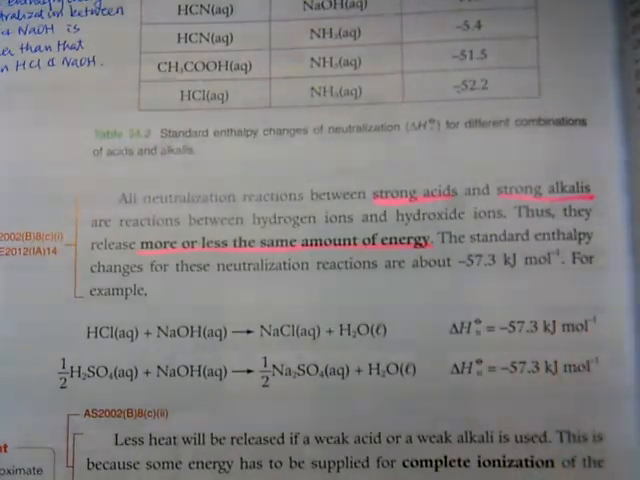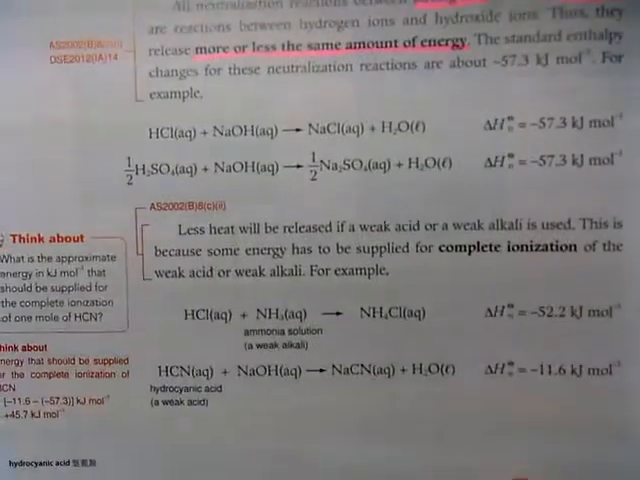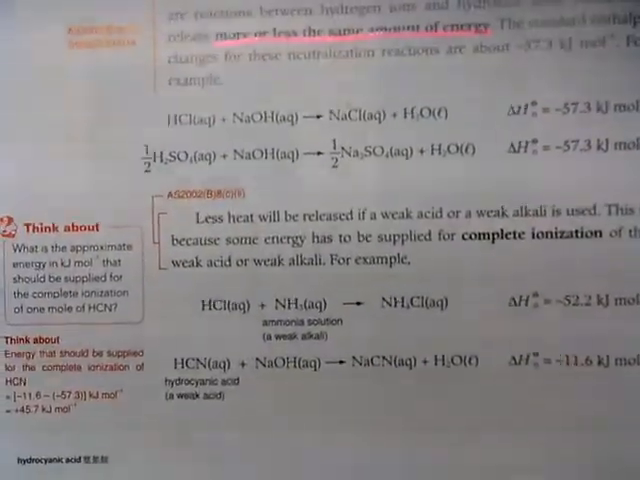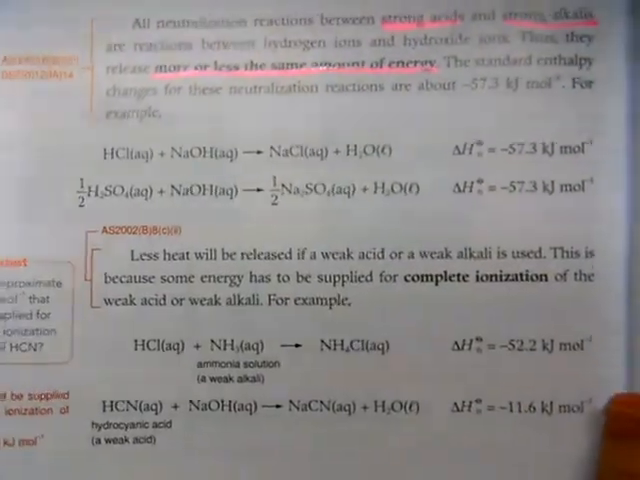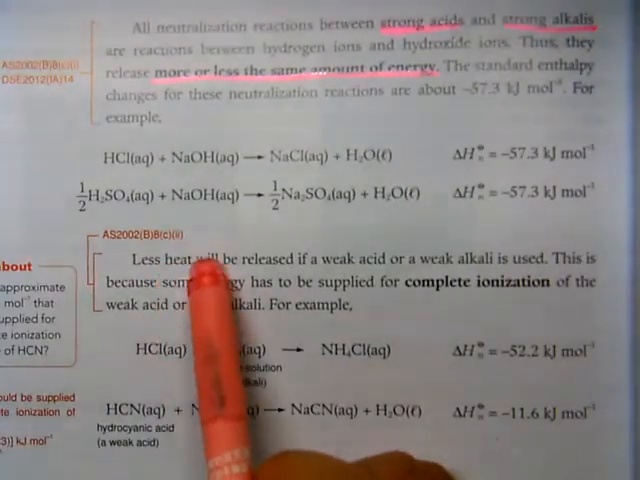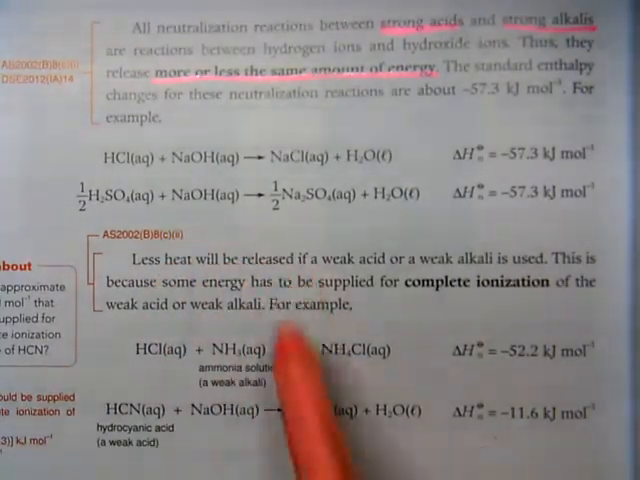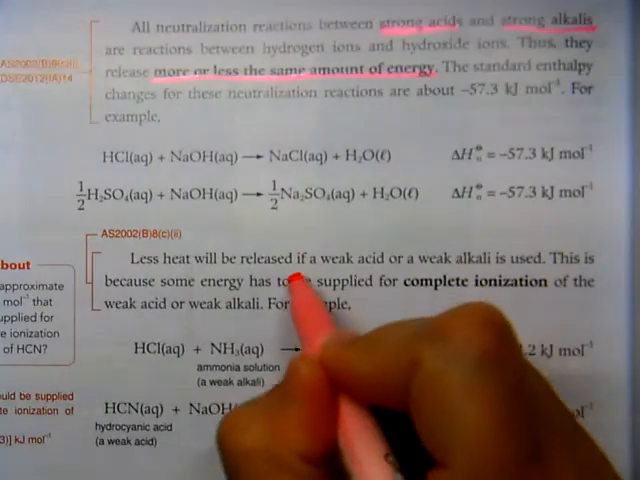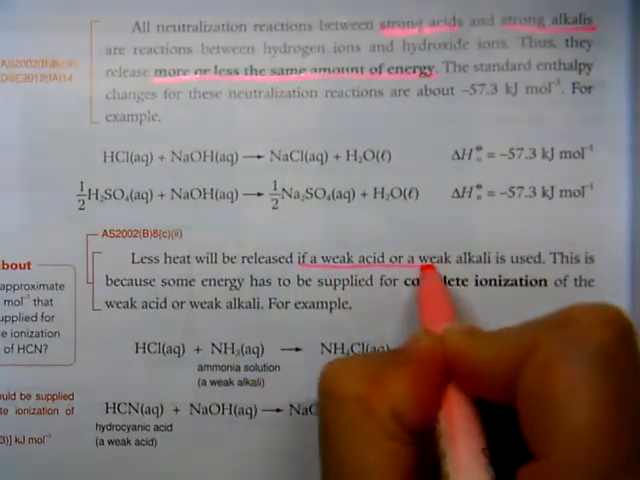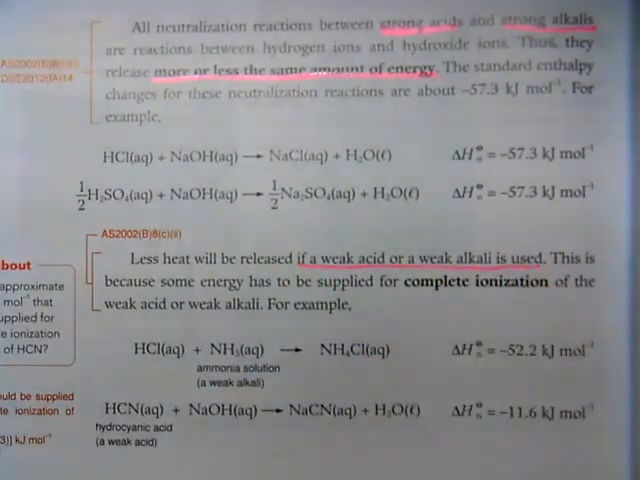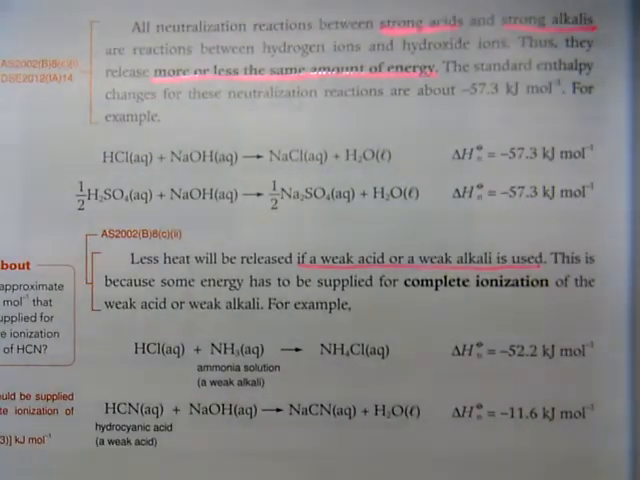Understand? However, let's look at the last paragraph. Very important. Less heat will be released if, underline, if a weak acid or a weak alkali is used. Do you know why? Now, based on your Form 4 knowledge, do you remember what is the meaning of a weak acid or a weak alkali?